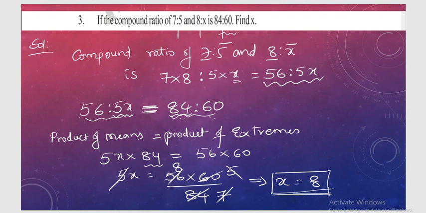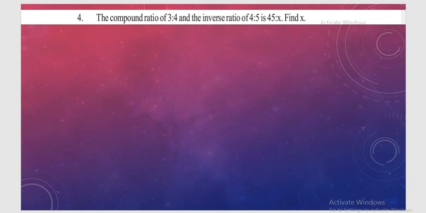Okay, next moving on to one more question. So question number 4. So here he has given compound ratio of 3:4 and inverse ratio of 4:5. So here you need to understand, so compound ratio of 3:4 and inverse ratio of 4:5.